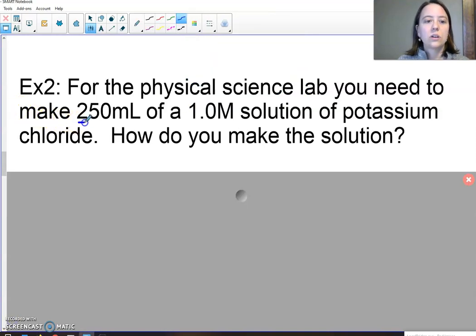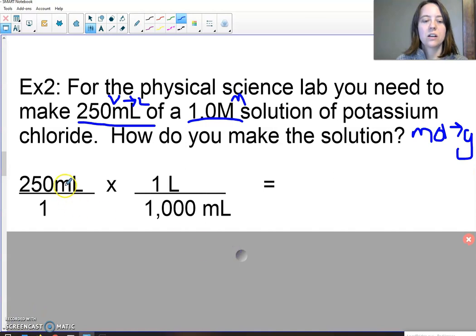So we know we have 250 milliliters, and that is a volume, which is going to have to be converted to liters. And we also know we have a 1.0 molar, and that would be our molarity. And then we need to know our moles and convert that to grams.